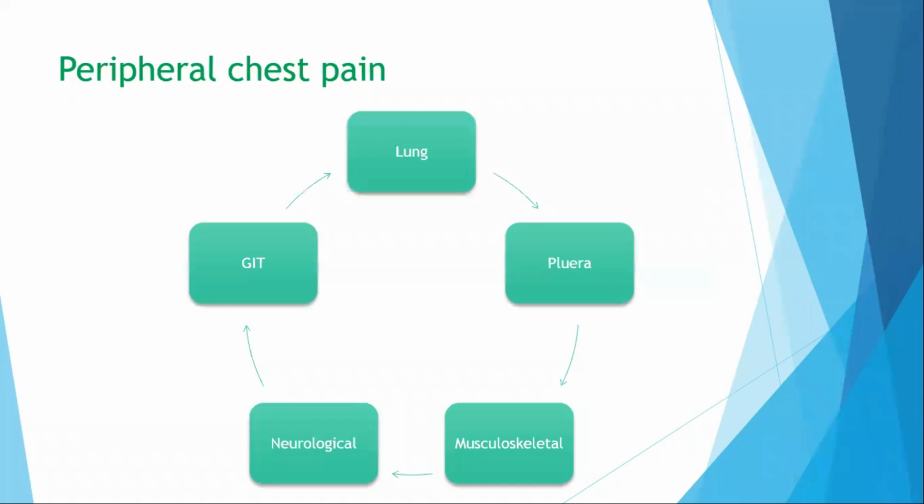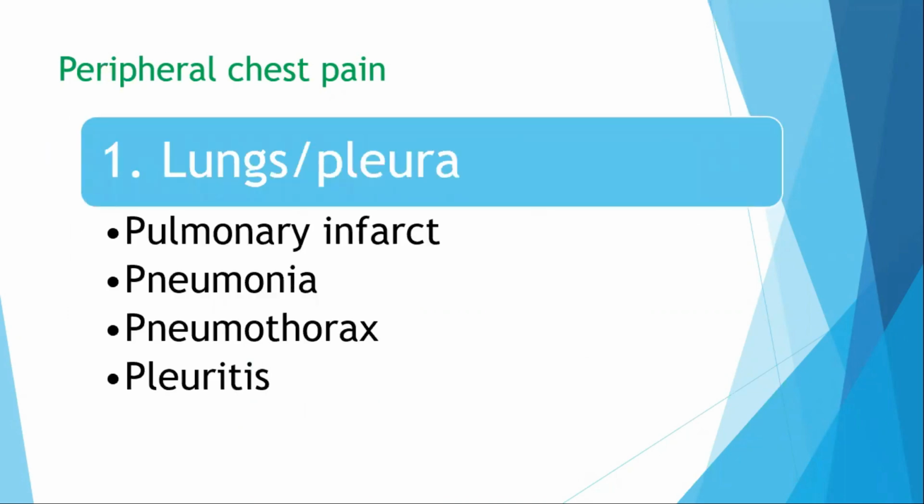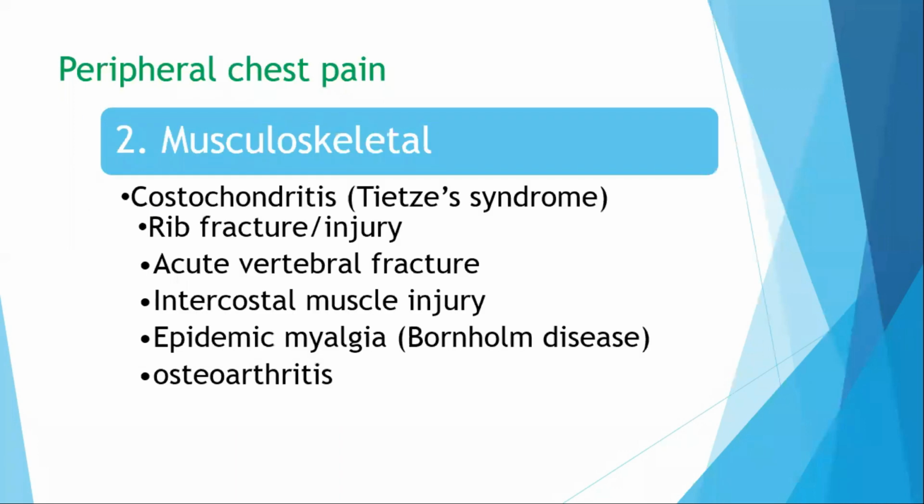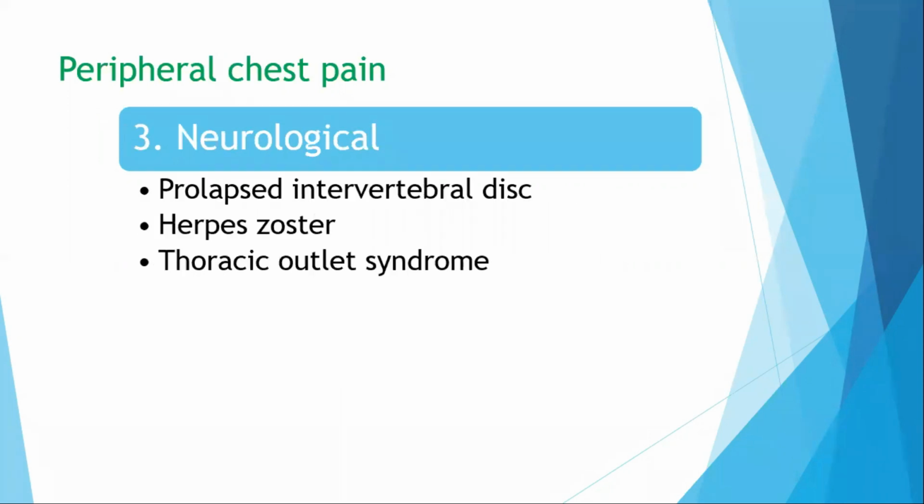Peripheral chest pain includes lung cause, pleura, musculoskeletal, neurological, and gastrointestinal tract cause. Lung and pleura include pulmonary infection, pneumonia, pneumothorax, pleuritis. Musculoskeletal cause includes osteochondritis or Tietze syndrome, rib fracture or injury, acute vertebral fracture, intercostal muscle injury, epidemic myalgia, and osteoarthritis. Neurological cause includes prolapsed intervertebral disc, herpes zoster, and thoracic outlet syndrome.